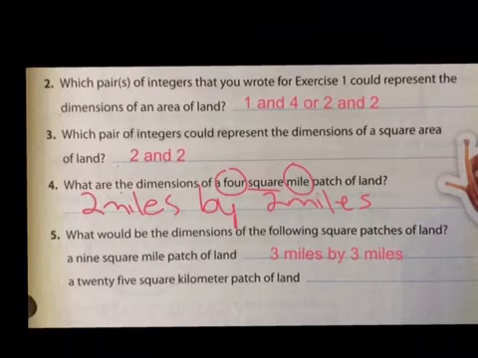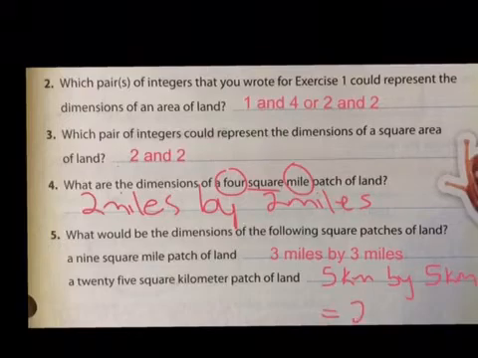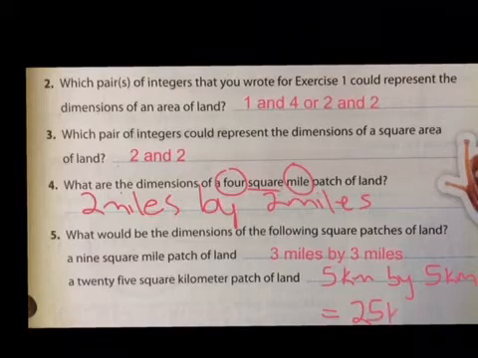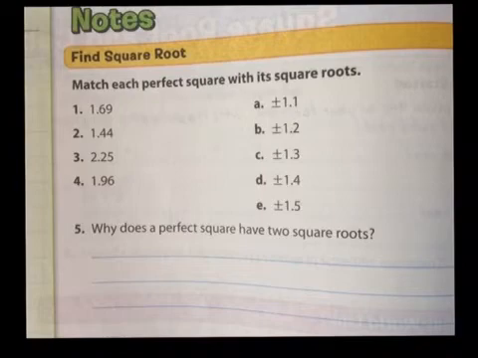And finally, a 25 square mile. 25 square would have to be 5 by 5, right? But kilometers. So it's going to be 5 kilometers by 5 kilometers, which will give us 25 square kilometers. Please write this 25 square kilometers here as a key answer. Okay, flip to page 86.